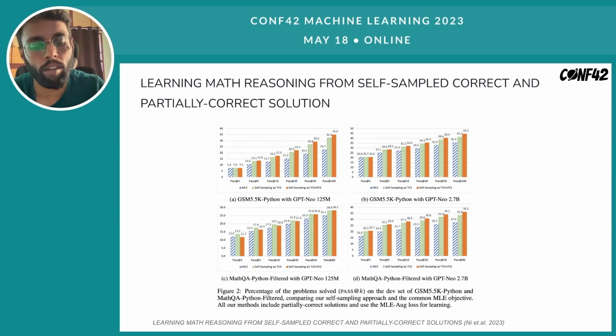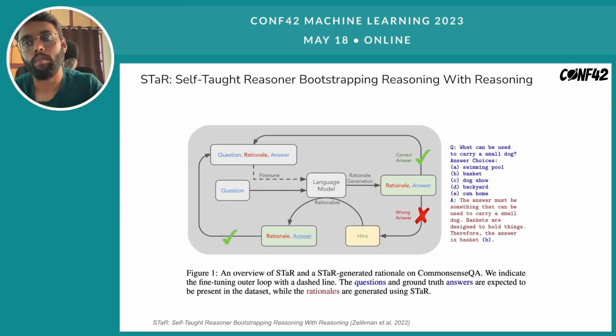but you can see other improvements in other pass at k values. Another paper that does something similar is Self-Taught Reasoner, Bootstrapping Reasoning with Reasoning, or STaR.